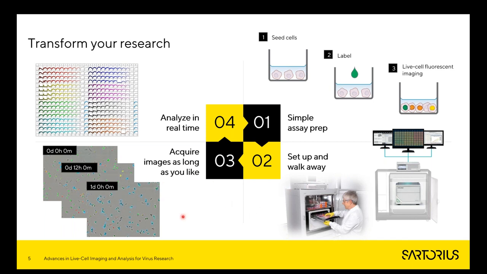Then users can acquire images for as long as they like, and this can be in a matter of hours, can be days, and it can even be weeks. And then all of these images that are collected can then be automatically analyzed and processed using the very easy to use Incucyte software. So this ultimately allows you to quickly transform all of these images into tens of thousands of data points, as we can see here, which if you would do it manually, would be really unmanageable to do.